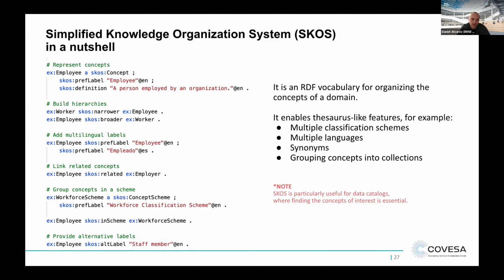And then SKOS, on the left side, you have the Turtle serialization of the example for employee, and there you have multiple labels in different languages, like empleado in Spanish is the same as employee in English. And this is basically considered an extension because not everyone in the alliance will have the same use case, right? So this is driven by use case. You can do some interesting things like grouping concepts arbitrarily. You can, as I said, provide alternative labels or multiple classifications, among other things that we are not covering at the moment. Next, please.